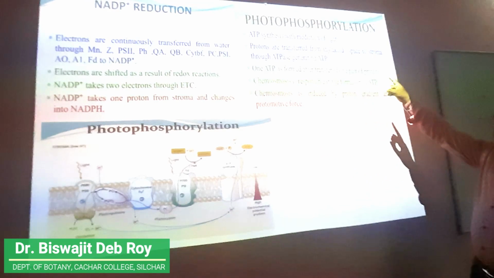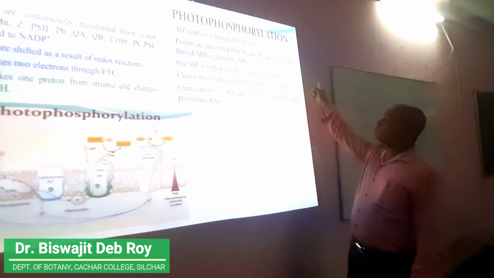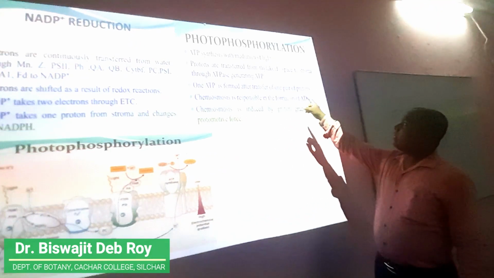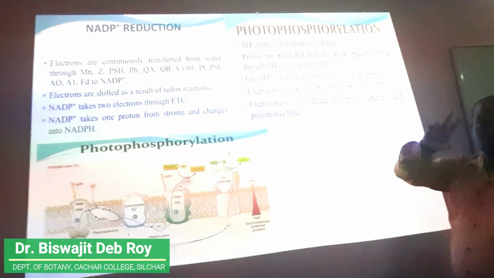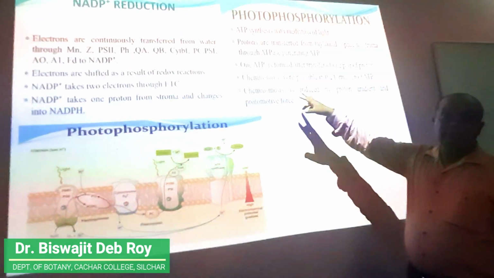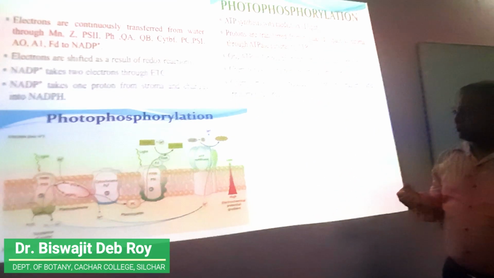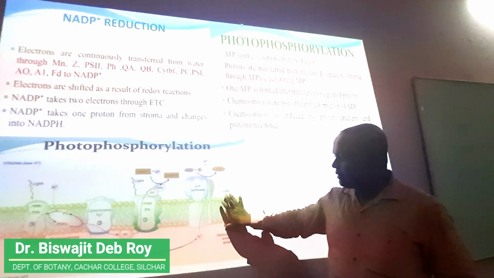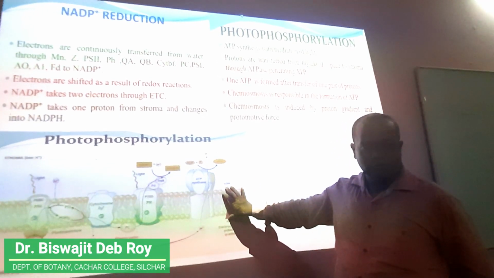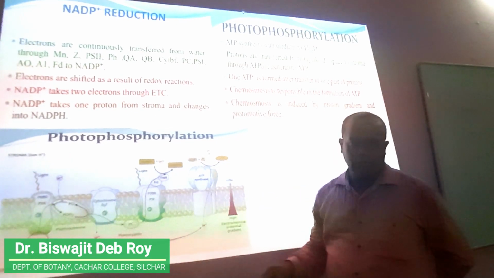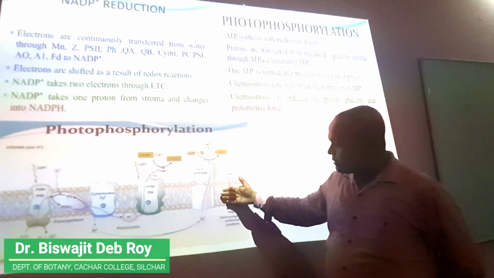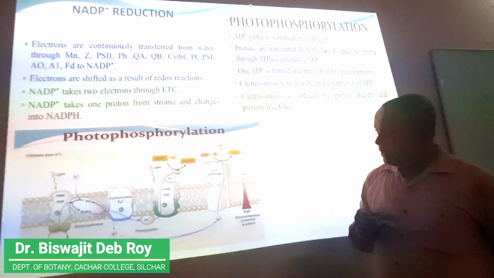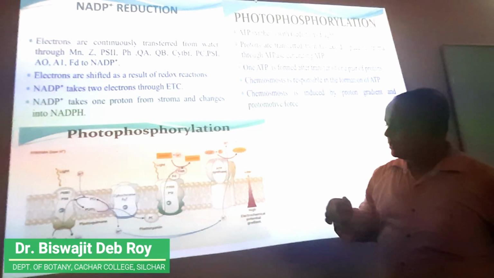Protons are transferred from the thylakoid space to the stroma through ATPase, generating ATP. One ATP is formed after transfer of one pair of protons, 2 electrons, and this process is called chemiosmosis. Why is it called chemiosmosis? Because you see this particular diagram. This diagram is the thylakoid membrane diagram. Clear?